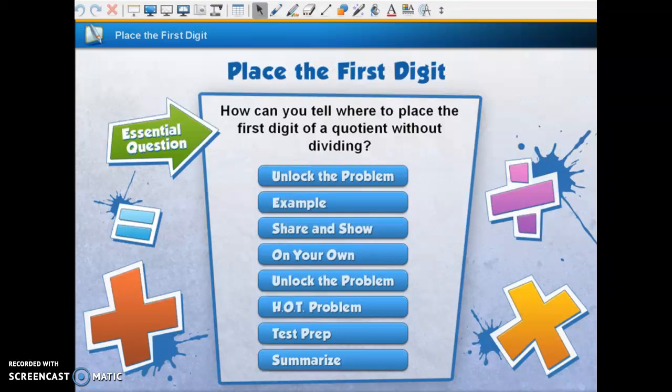Today we're looking at lesson 2.1, place the first digit. How can you tell where to place the first digit of a quotient without dividing? Sounds kind of tricky, so let's see.